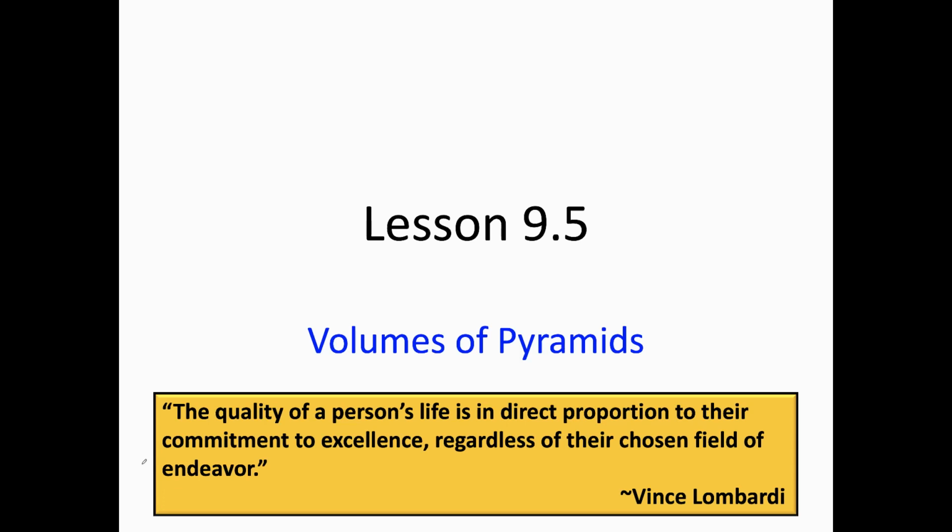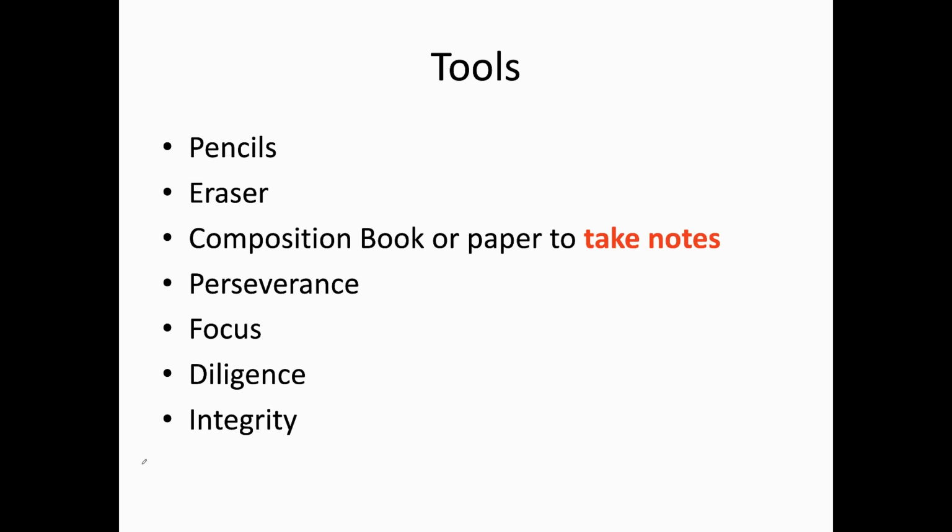Okay, so we're back, and we are going to learn how to find the volumes of pyramids. So we've talked about how to find the volumes of prisms, and that formula, volume equals area of the base times the height. Well, you're going to see that this formula we're going to look at for the volume of pyramids is almost exactly the same. All right, so make sure you bring all your tools, so that you can learn and retain the information.